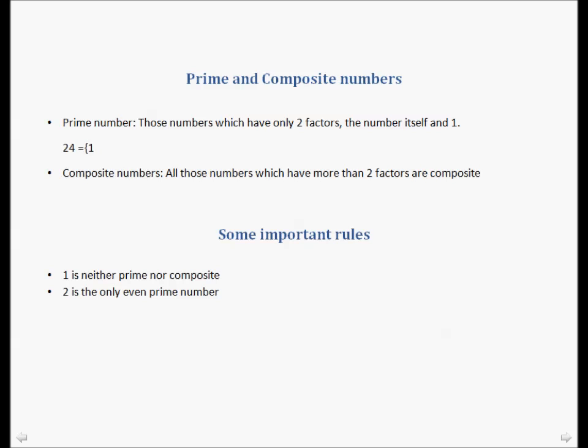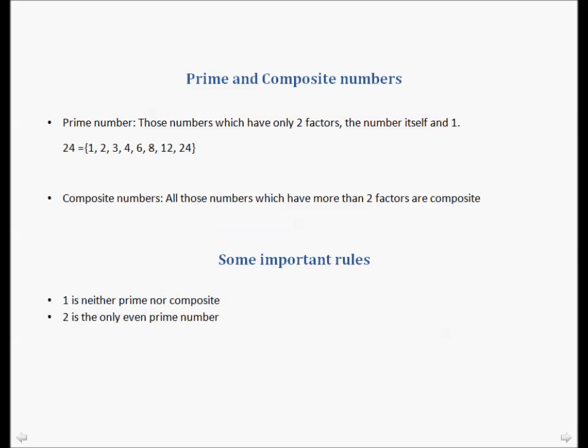So does 1 divide 24? Yes, it does, so it's a factor. Does 2 divide 24? Yes, it does, so 2 is also a factor. 3 also divides 24, is also a factor. 4 again divides 24, is again a factor. Does 5 divide it? No. Does 6 divide it? Yes. 7 does not. 8, yes. 9 does not. 10 does not. 11 doesn't. 12, yes. 13, 14, 15, 16, 17, 18, 19, 20, 21, 22, 23, no. And finally 24 divides it. So these are the factors of 24. These are called factors, right? So 1, 2, 3, 4 and so on are factors of 24.